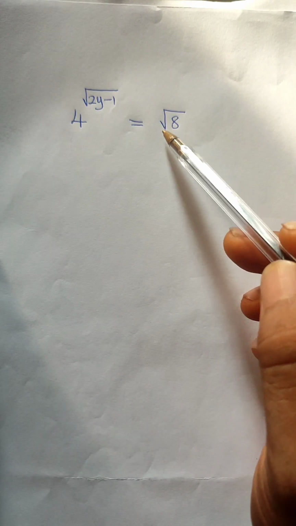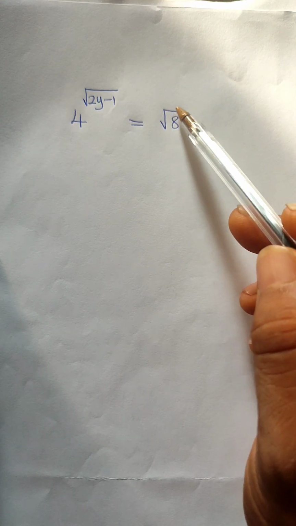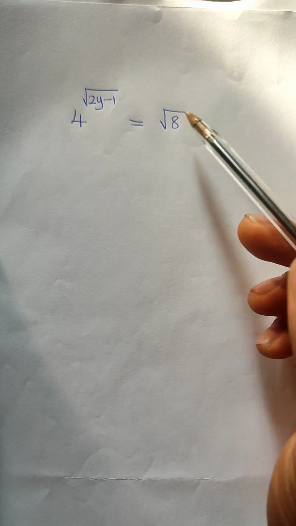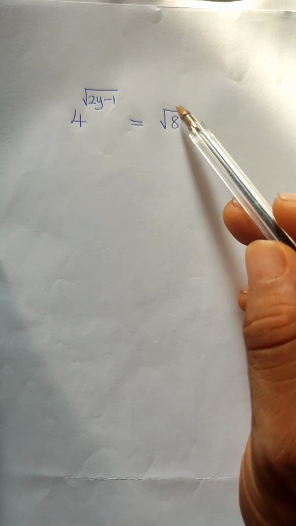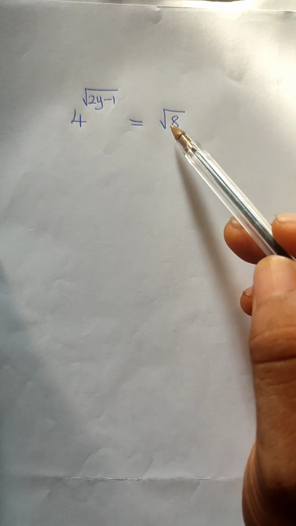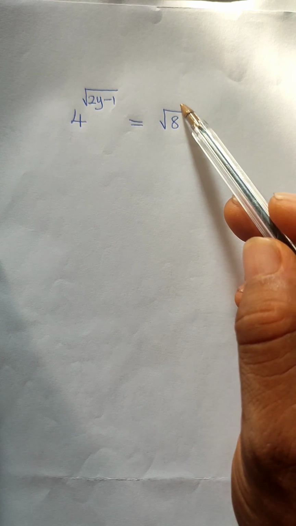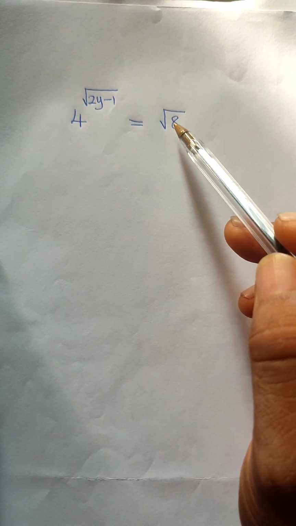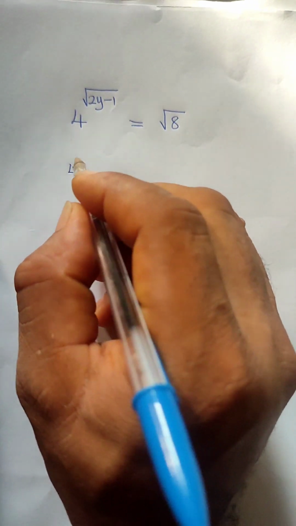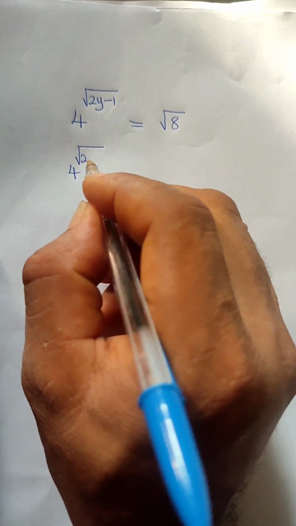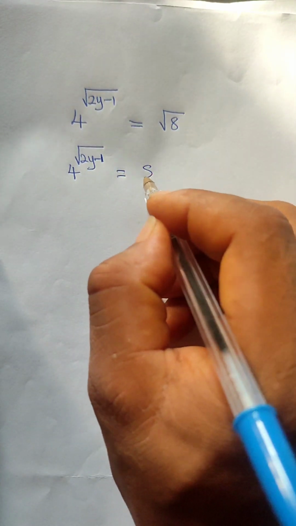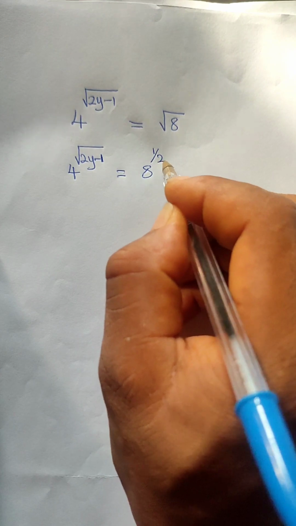So here, let us try and remove the square root sign from 8 so that we can express it in index form. To express square root in index form, it will give us 1 over 2. So this is going to be 8 raised to power 1 over 2, otherwise called 8 raised to power half. So we will have 4 raised to power 2y minus 1 equals 8 raised to power half.